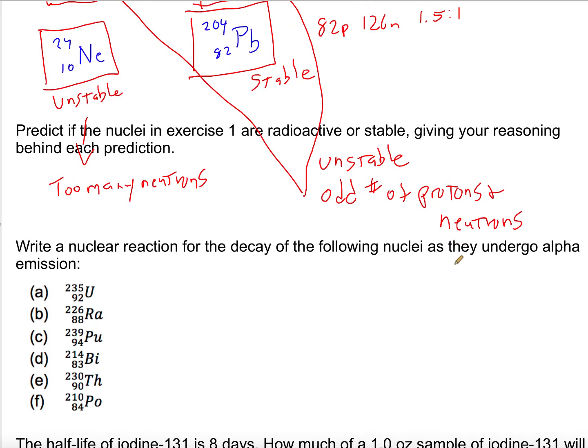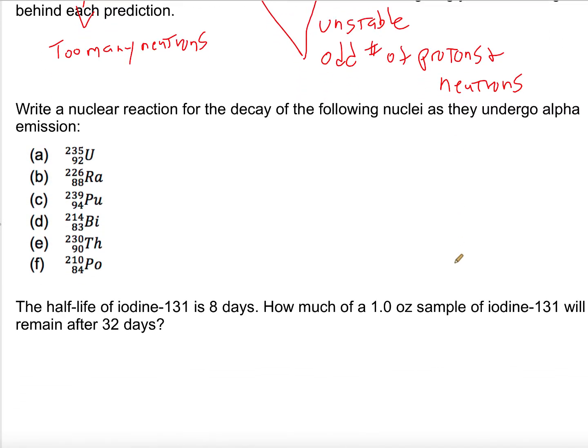Now, our fourth problem doesn't use those ones. We get something a little bit different here. We're going to write some nuclear decay reactions, and these are for these various isotopes as they undergo an alpha emission. Now, if you recall, what does alpha emission mean? Alpha emission here means that you are giving off a helium nucleus.